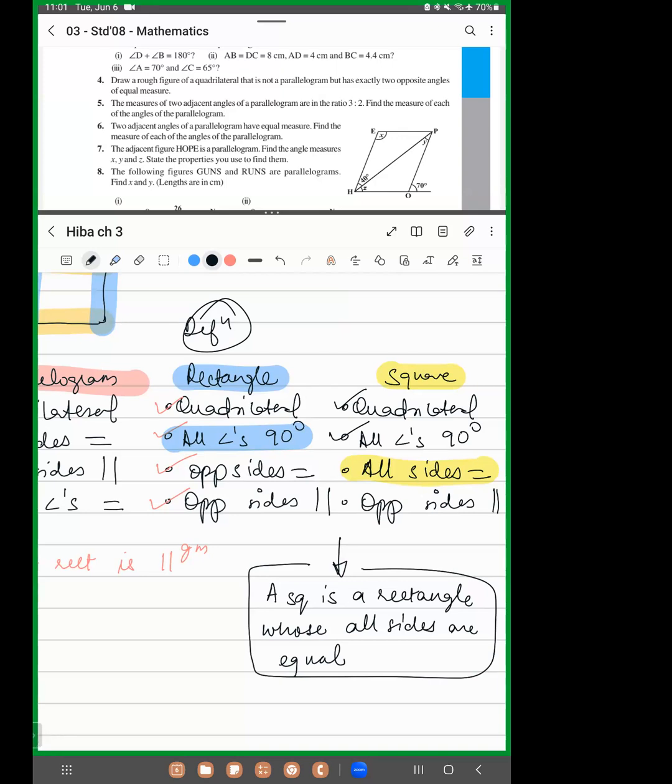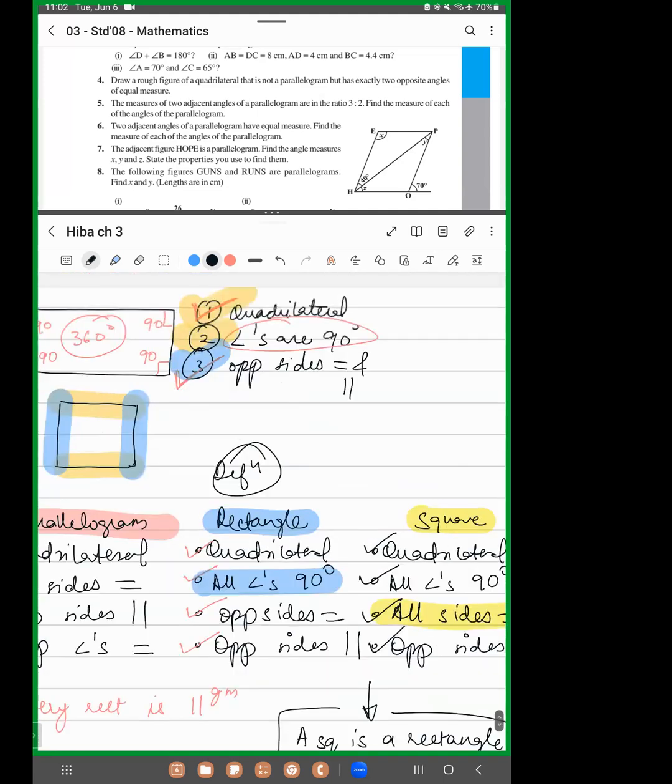Square में opposite sides are parallel. So square is a special case of a rectangle. So basically, square is a type of rectangle. But are all rectangles squares? No, they are not. There are some rectangles जिसमें opposite sides तो equal होते हैं, but सारे sides equal नहीं होते. समझ में आ रही है बात? Yeah, I understand now. All right.